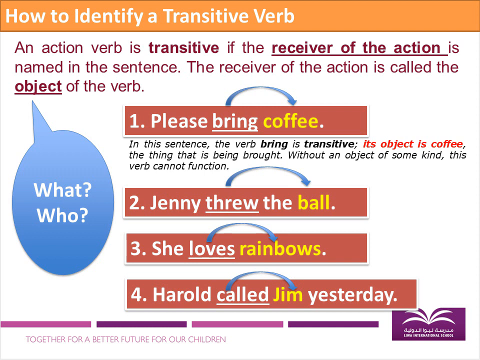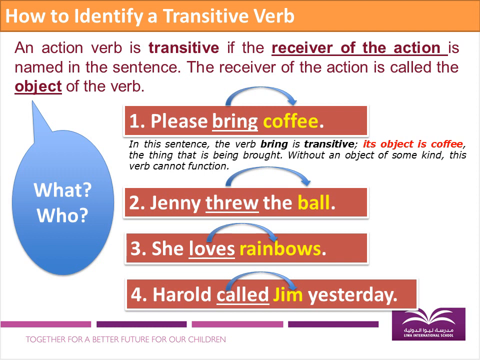Number 2. Jenny threw the ball. Jenny threw what? The ball. Here, the verb is threw. Threw is a transitive verb. Why? Because it has the receiver of the action. It has an object of the verb.